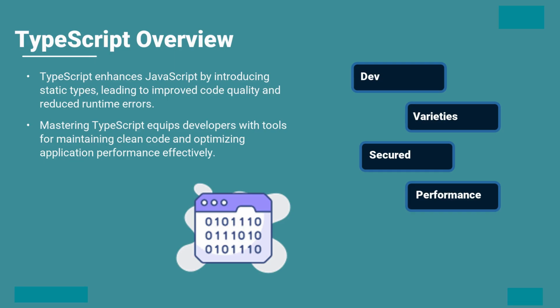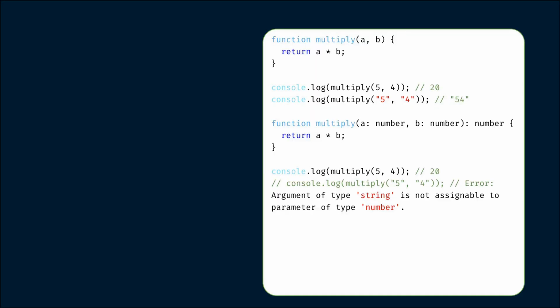Now let's delve into TypeScript, a powerful extension of JavaScript that incorporates static types, offering enhanced security and improved developer experience. TypeScript 5, the latest version, introduces various new features, enhancing type safety and optimizing performance. By mastering TypeScript, you're not just learning a new programming language, you're equipping yourself with the tools to write cleaner, more maintainable code. Now let's examine a simple function in JavaScript that multiplies two numbers.